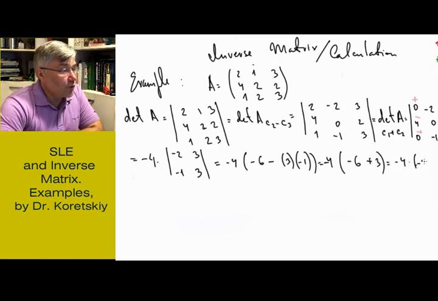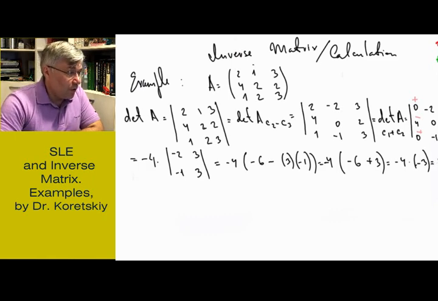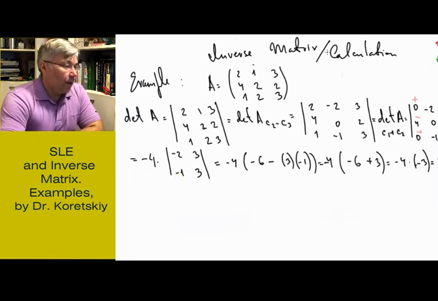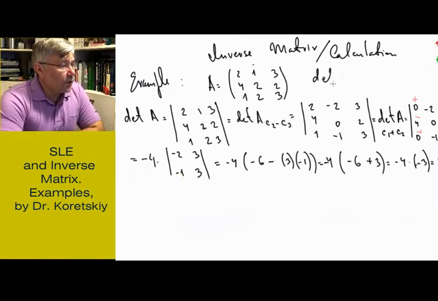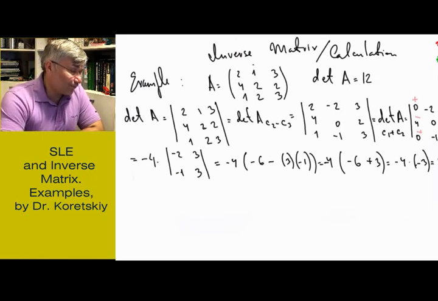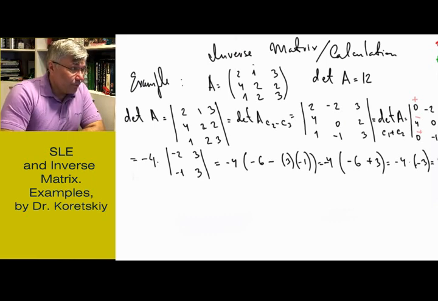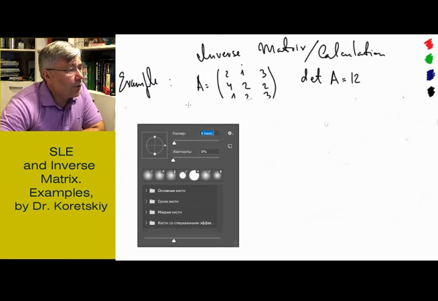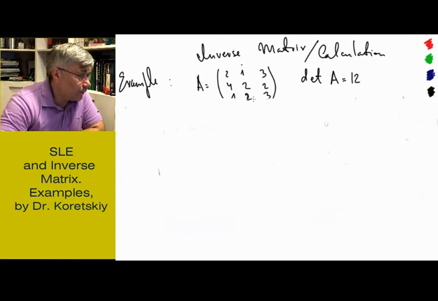Unfortunately, it is not 0, so there is an inverse matrix for A. So the determinant of A equals 12. Next step, we have to define the adjugate matrix, or in other words, we have to calculate the minors of the matrix. So we have 9 elements, so we have to calculate 9 minors and cofactors.